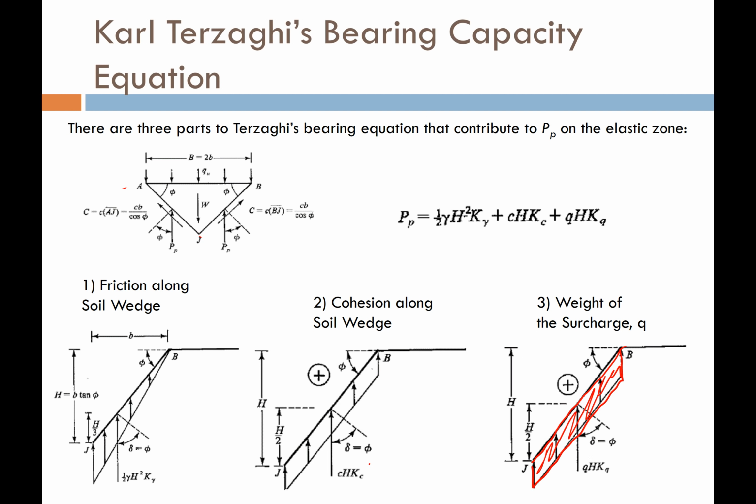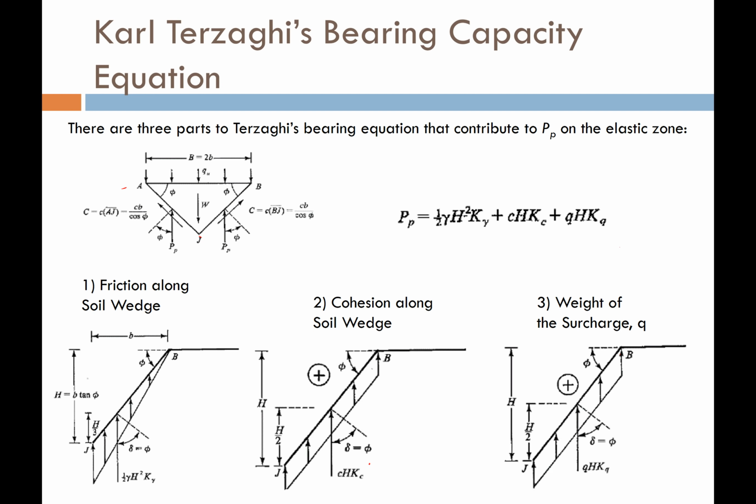And we compute that area as Q. Q is simply the unit weight of the surcharge times the depth of the surcharge. In other words, that's often the depth of the footing itself. That's how we compute the surcharge. Okay, and we're going to have an earth pressure coefficient for that one too. That's going to be K sub Q. That's going to be different from K sub gamma from friction and K sub C for cohesion.